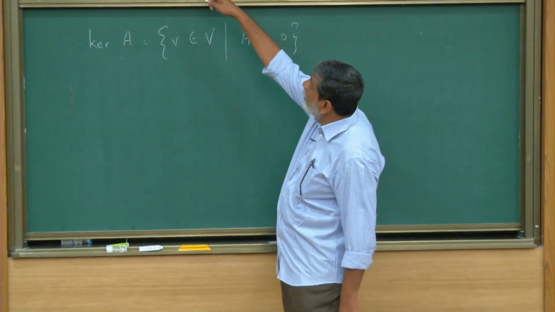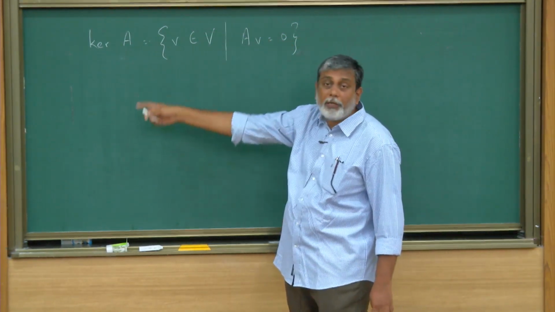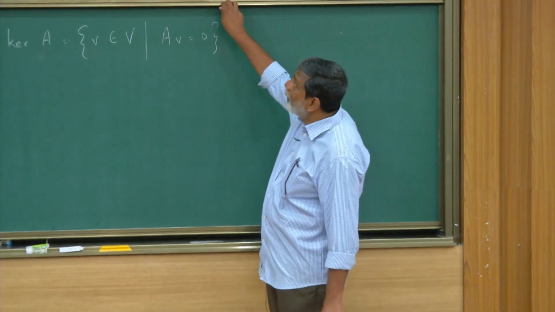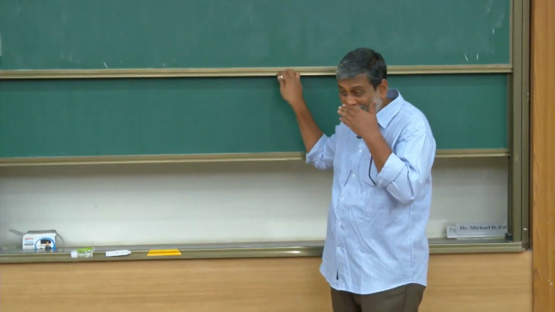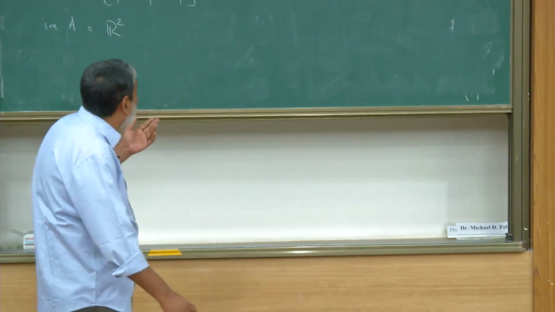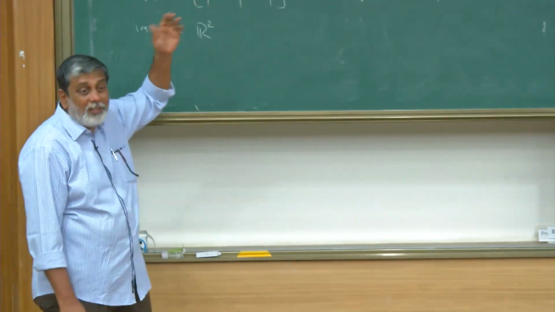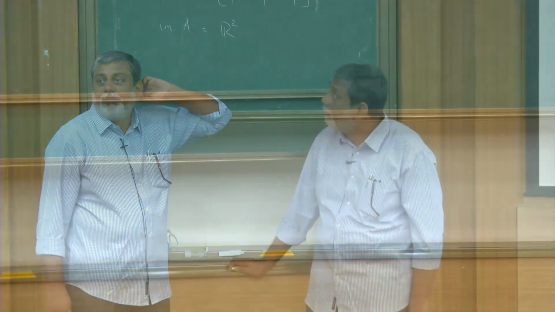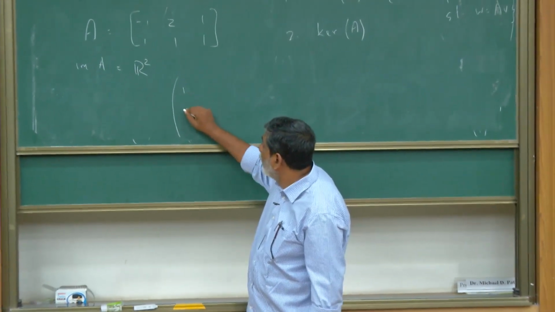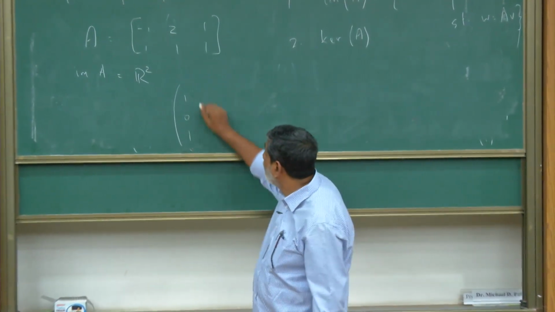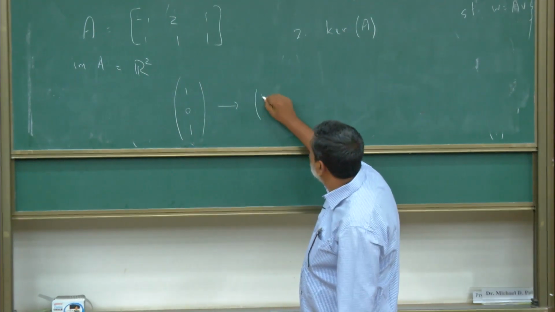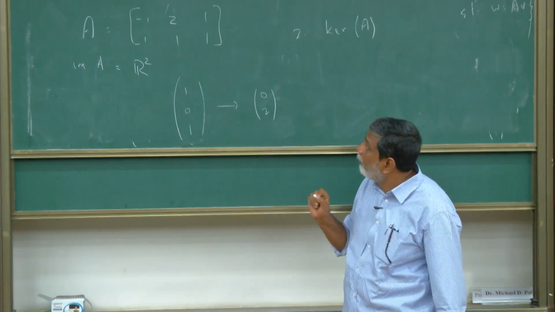So for this particular example, what would be the kernel of A? Well, the 0 vector, of course. By the way, for linear maps, the property is that the 0 vector always maps to the 0 vector. So 0 is always there, but is there any other vector which is in the kernel of this? Sorry, what was that? 1, 0, 1? If you have A acting on 1, 0, 1, it gives you 0 and 2, right?